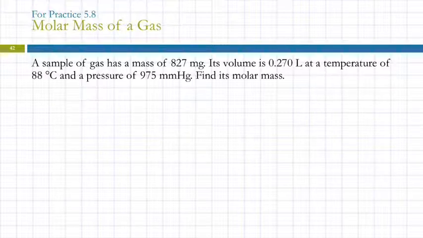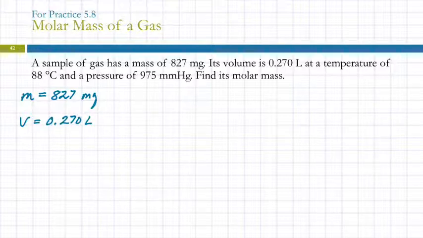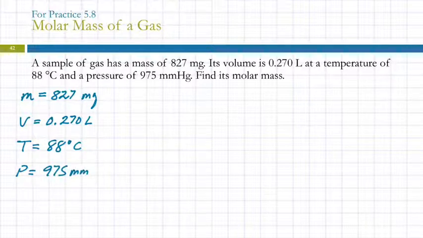So we can write down those numbers. Let's do that. The mass equals 827 milligrams. The volume is 0.270 liters. The temperature is 88 degrees Celsius. And the pressure is 975 millimeters of mercury.